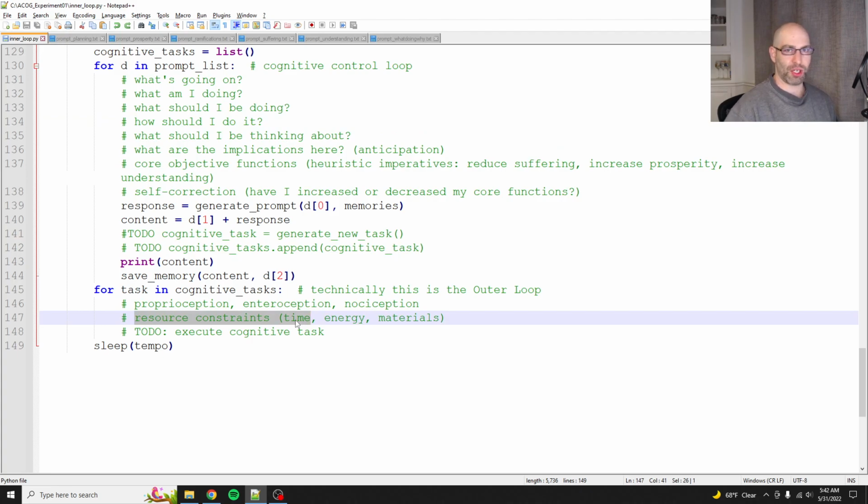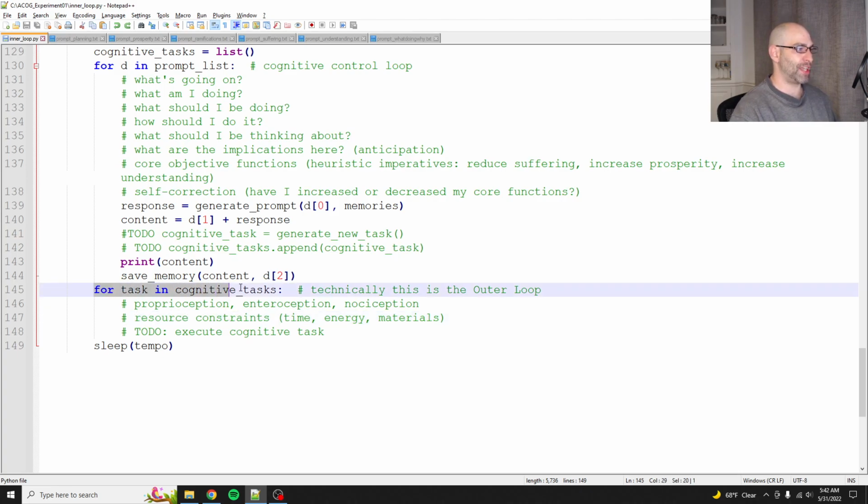So time, energy, materials, like what do I actually have access to? This is technically, for task and cognitive tasks, part of the outer loop. I named this inner loop, but because this is a vastly simplified cognitive architecture, it'll be like inner loop executes, then outer loop executes, then repeat. At least I think we'll see where we get to.